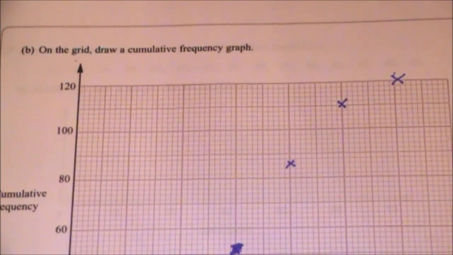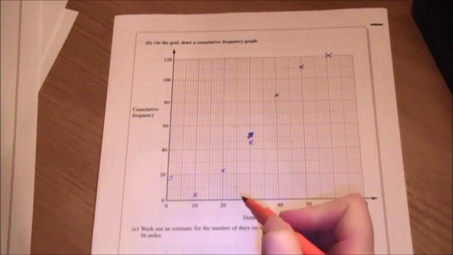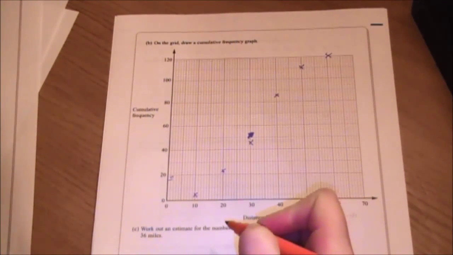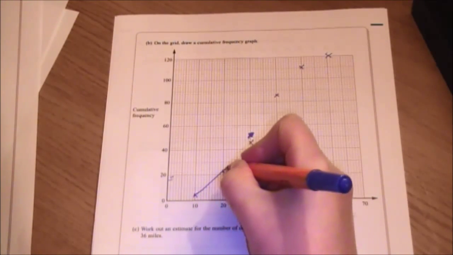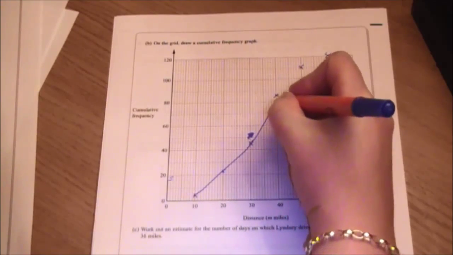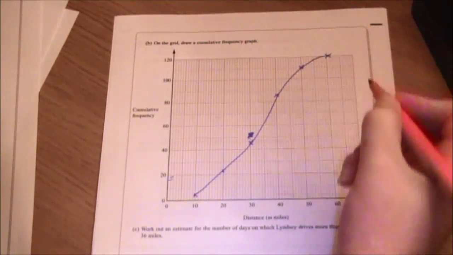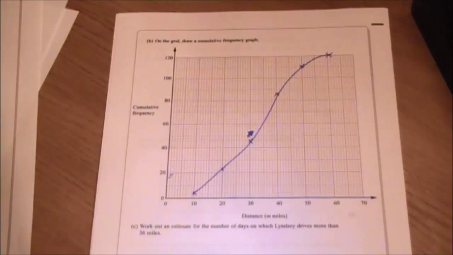So now I'm going to connect my points with one neat sweeping line. Cumulative frequency I always think looks like a swan neck. It's going to go through them all and look a little bit like an S-curve. So there's my cumulative frequency graph.